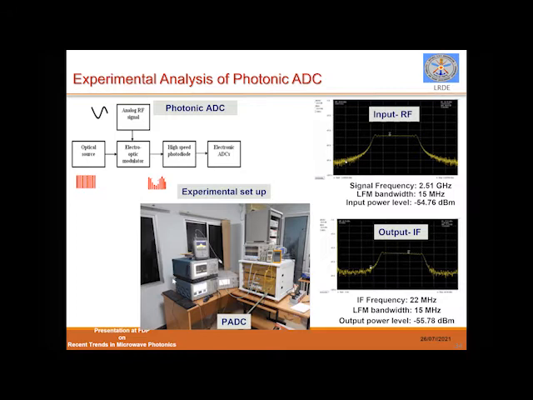So now this is the setup we have used. Don't get worried about the size of this module, because we just wanted to check the performance of this particular architecture or configuration.